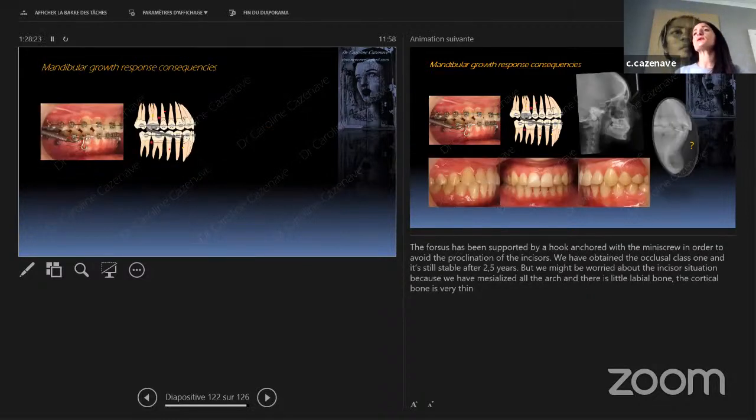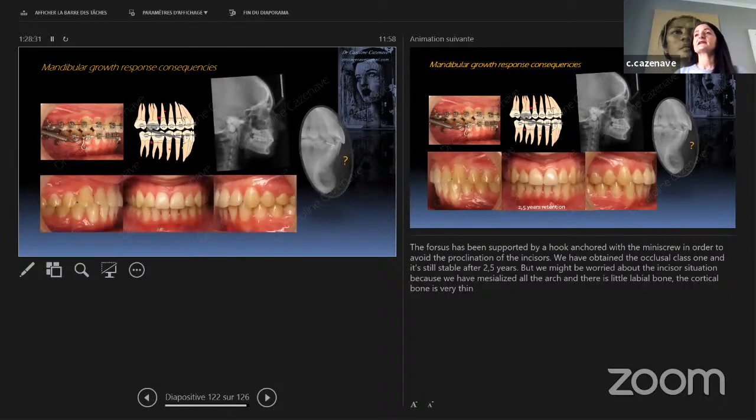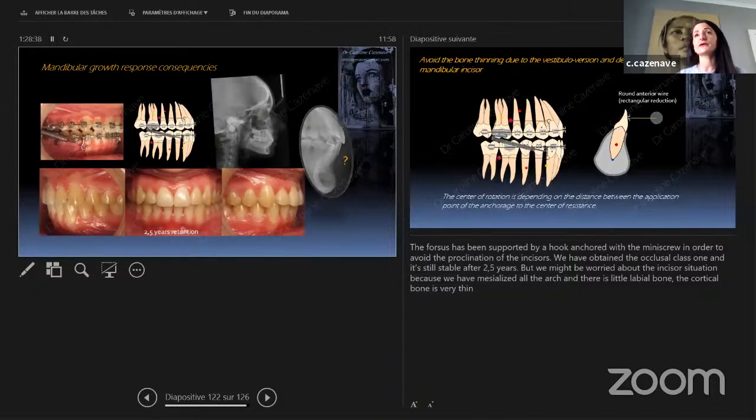The protraction has been supported by a hook anchored with the miniscrew in order to avoid the proclination of the incisors. We have obtained the occlusal class 1, and it's still stable after 2.5 years. But we might be worried about the incisor situation because we have moved all the arch, and there is a little labial bone. The cortical bone is very thin.